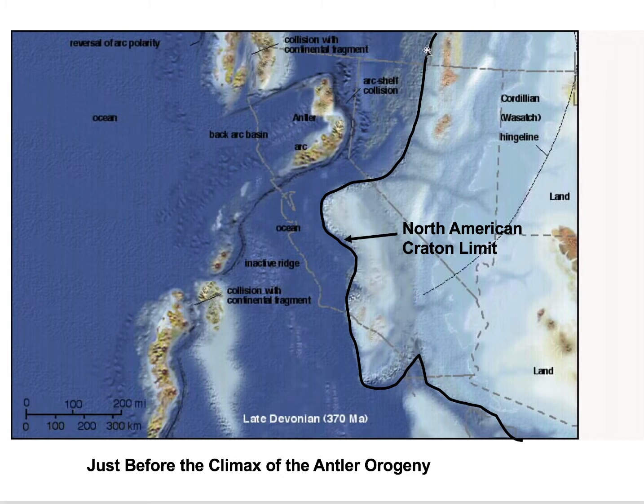So again, here's that 0.706 line for strontium, and then here's those island arcs. Note that the trench is here, which means subduction is going underneath toward the west, right? And then we're going to crash these onto North America in that Antler orogeny.